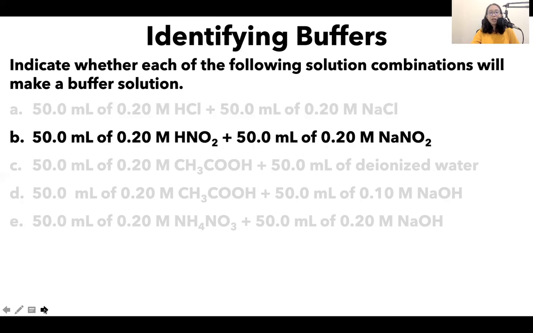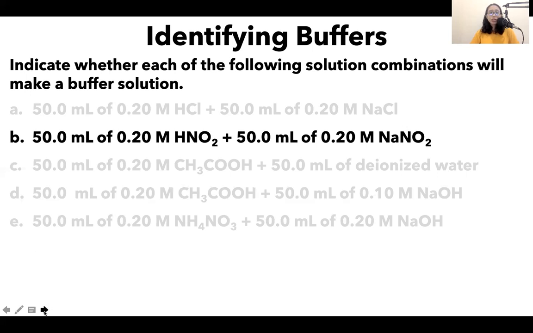Letter B, 50 ml of 0.2 molar nitrous acid plus 50 ml of 0.2 molar sodium nitrite. This one is a buffer. It's because nitrous acid, or HNO2, is a weak acid. And we have its conjugate base, nitrite, or NO2 minus, from this salt, sodium nitrite.